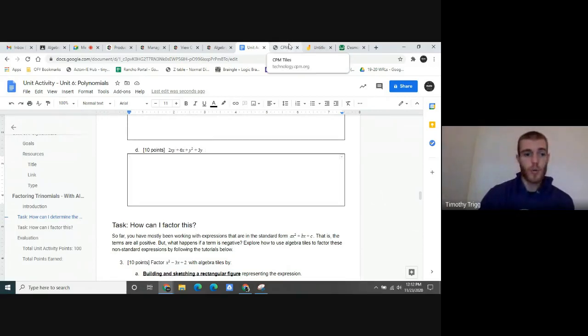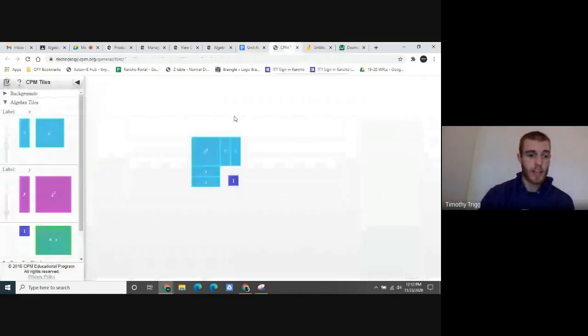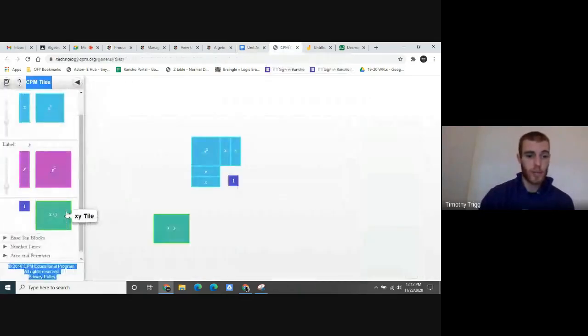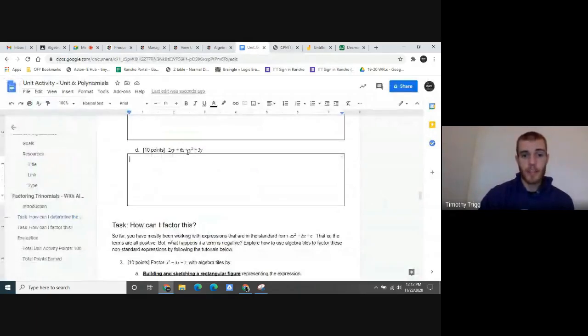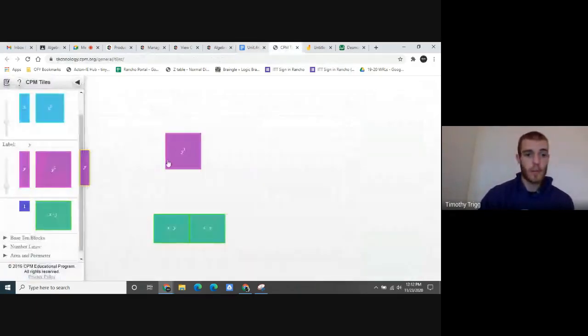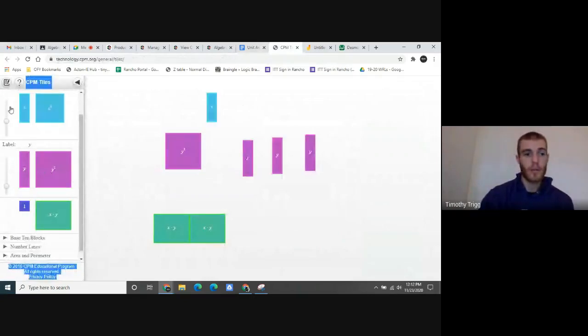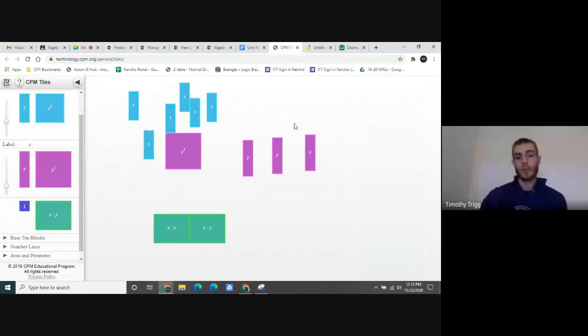So first we have 2 xy's, and you can see the xy's are right here. So we got 2 of these. We have 2 y squareds. Or sorry, a single y squared. We have 6 x's and 3 y's. Okay. So now our goal is to make a perfect rectangle using these things that we have here.